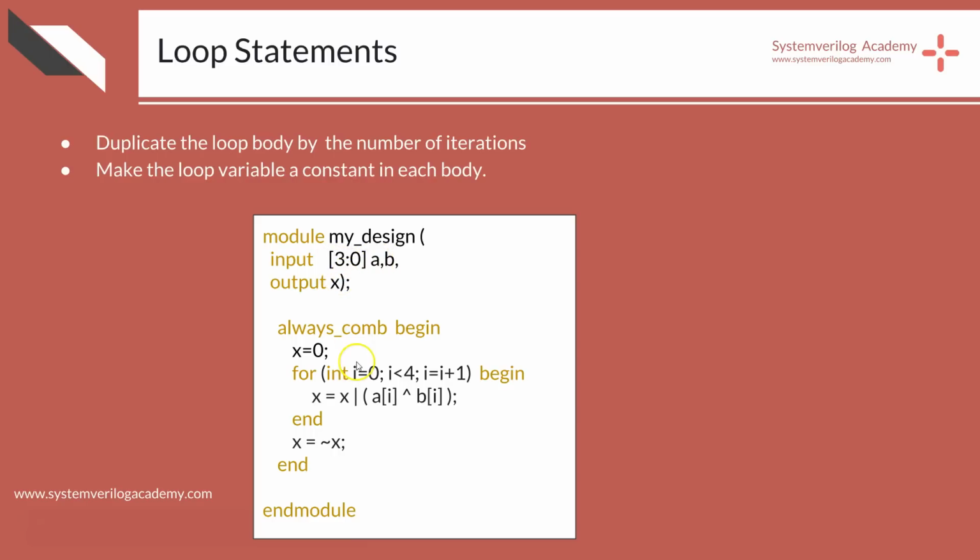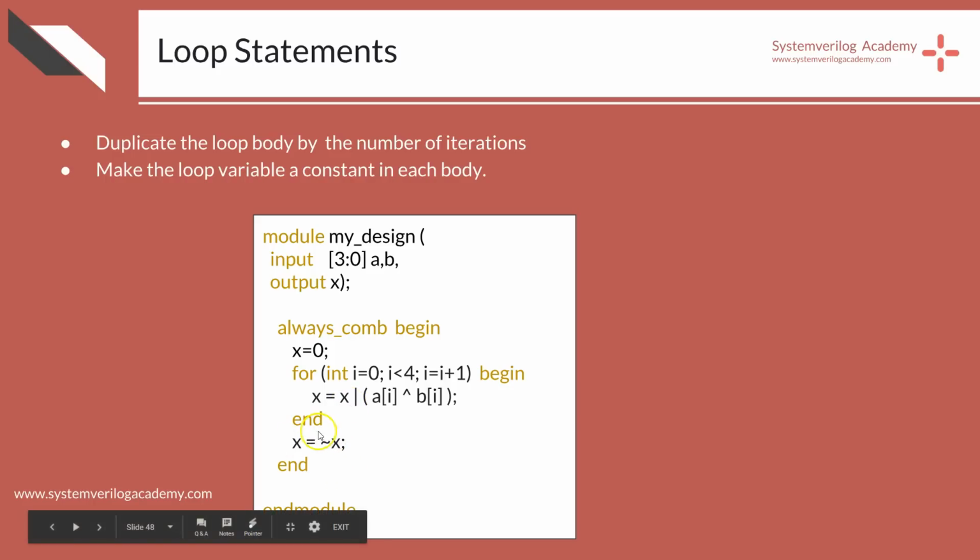In the always_comb block, first the output X is assigned with value 0. Next is a for loop with 4 iterations with looping variable I changing from 0 to 3. The expression is X equals X OR with exclusive OR of A of I and B of I. Finally, X is negated after the for statement.